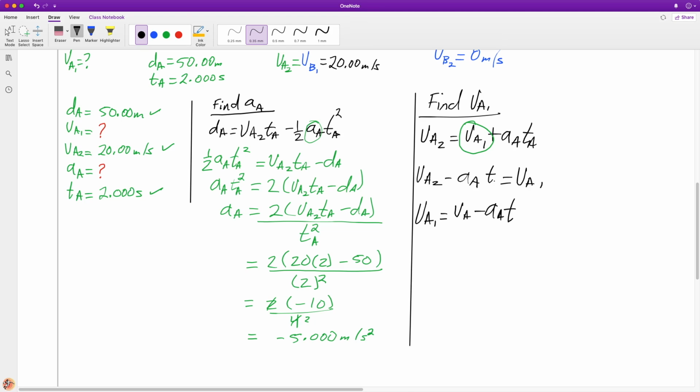I realize I forgot to put the subscript A on that, so to correct that, right? Now we can substitute in. And of course, it looks like I forgot the subscript as well. There we go. So VA2 minus acceleration A times time A.